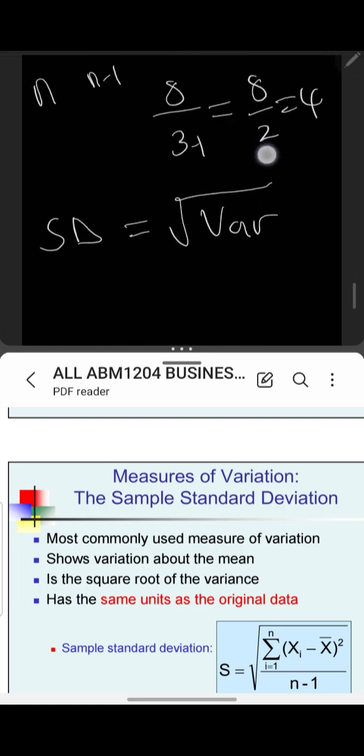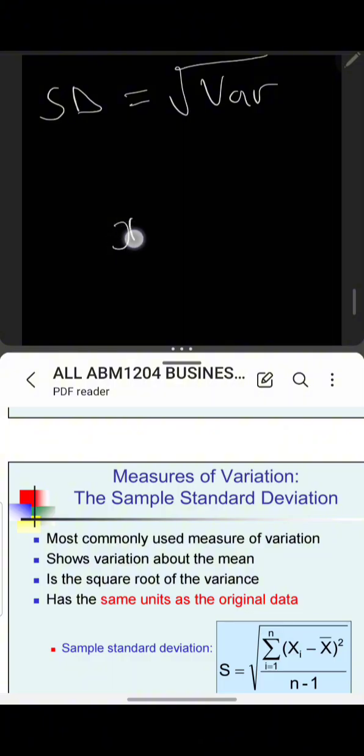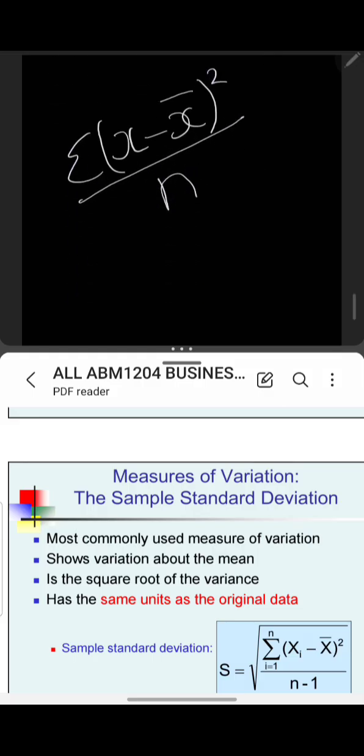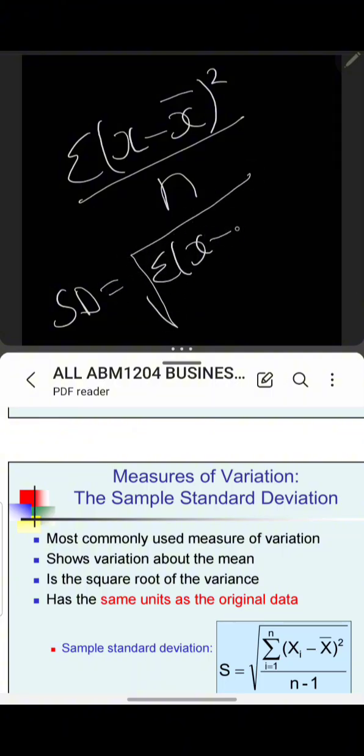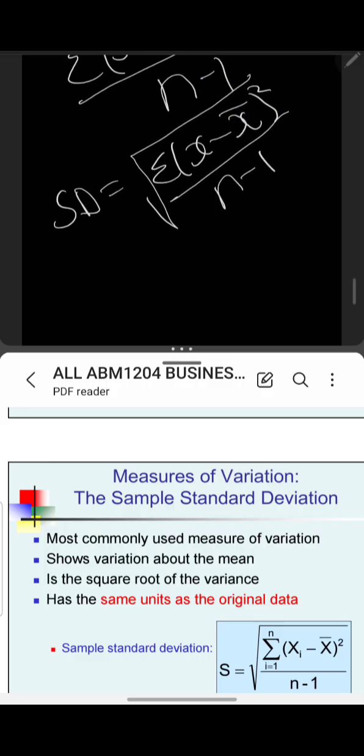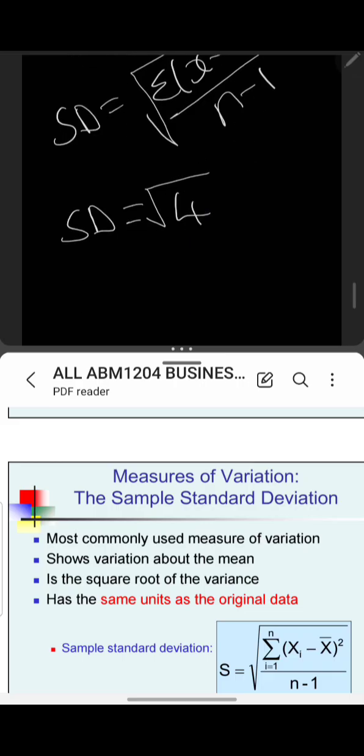We saw how to calculate variance. Do you remember? We got 4. X minus x bar, squared, summation, divided by n. So that means our SD shall be the square root of summation x minus x bar squared divided by n. But since we are dealing with a sample, n minus 1. So in our case, our variance was what? It was 4. So our SD is 2. That is it.